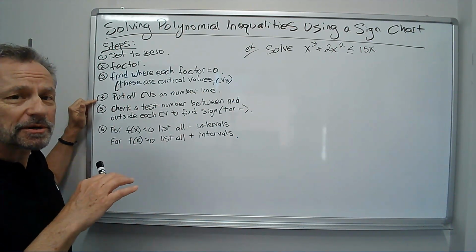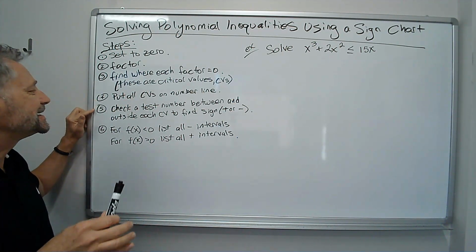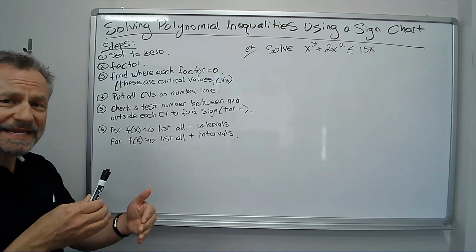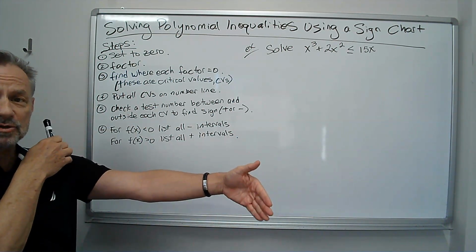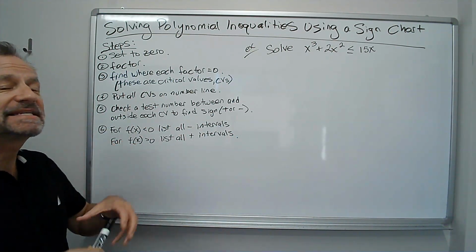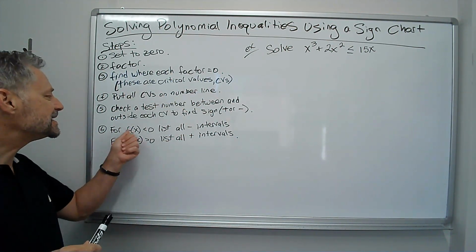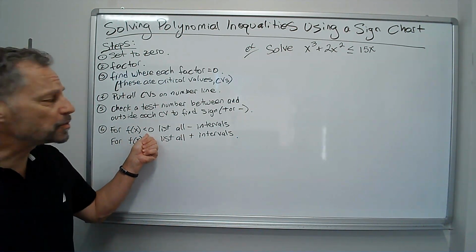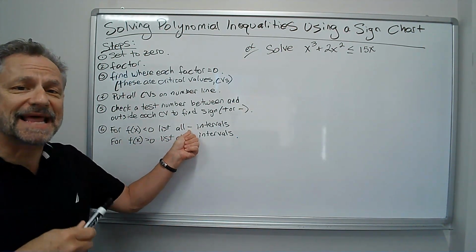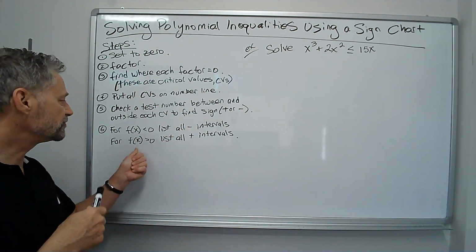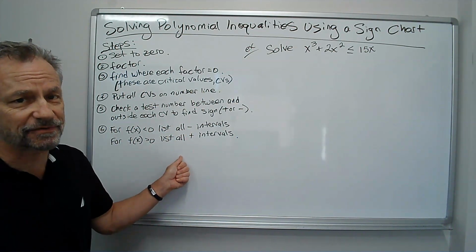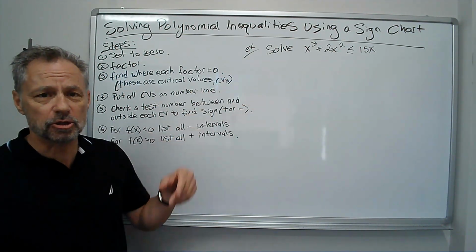Okay, now we're going to put all the critical values on a number line and then check a test number between each critical value and outside towards infinity on each side to see if it's positive or negative in the inequality. When the inequality is less than, we're going to take all the negative intervals. If we're looking for greater than, we're going to list all the positive intervals. That's going to be our answer. So let's look at an example.